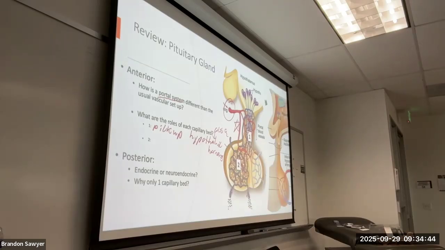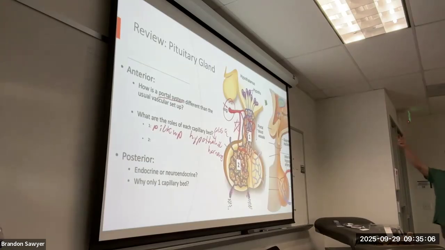Okay, so what do we got here? Is this endocrine or neuroendocrine? Neuroendocrine for sure, right? Because it's just axons from the hypothalamus coming down. That's what makes up the gland, right? It's just the end of those axons that make up the gland. There's two different groups of neurons up there. One of them produces ADH or vasopressin. The other one produces oxytocin.